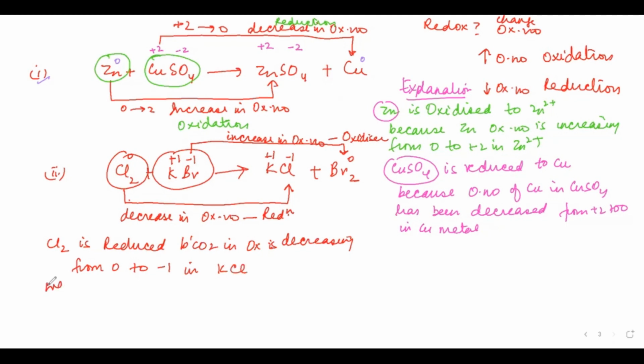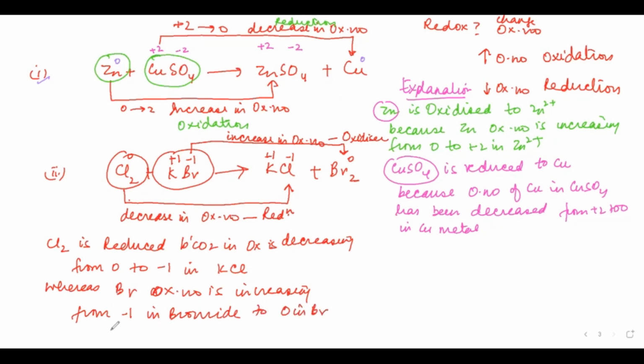Whereas bromide ions' oxidation number is increasing, or we can say bromine's oxidation number is increasing from -1 in bromide to 0 in bromine. So potassium bromide, the substance as a whole, is being oxidized, right? So this is how we will be explaining it.